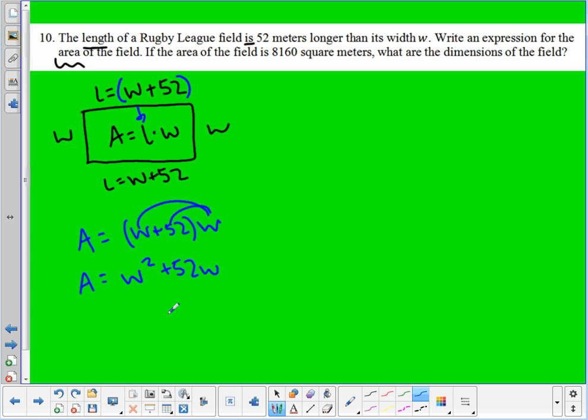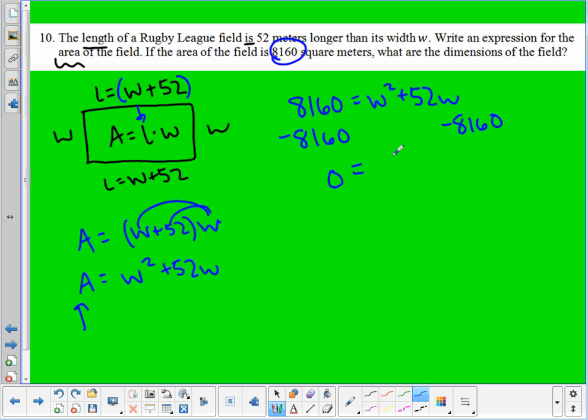Now, the other thing that I'm told in this question is that the area of the field is 8,160. That can go in for area. So I have 8,160 equaling W squared plus 52W. Okay, now I got to solve this. So I need to subtract the 8,160 because I need it to equal 0. I have to make sure that this thing equals 0. So when I move the 8,160 over, then I have 0 equals W squared plus 52W minus 8,160.